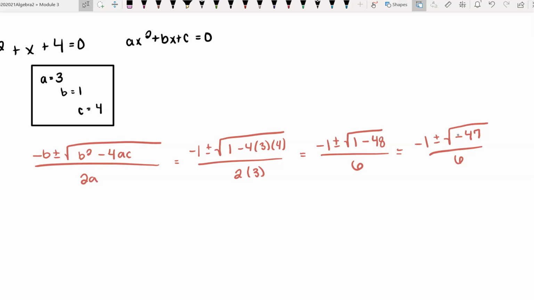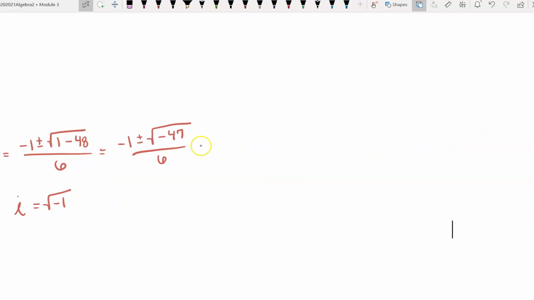Uh-oh, can you take the square root of a negative number? No, unless we work with our imaginary numbers. Remember, i equals the square root of negative 1. So we can pull an i out of this and turn it into a positive radical. I'm going to have negative 1 plus or minus i times the square root of 47, over 6. I can't factor 47 anymore, so I can't simplify that radical, and I'm going to leave it as that.